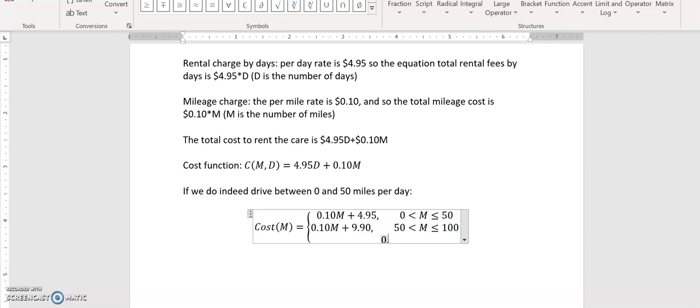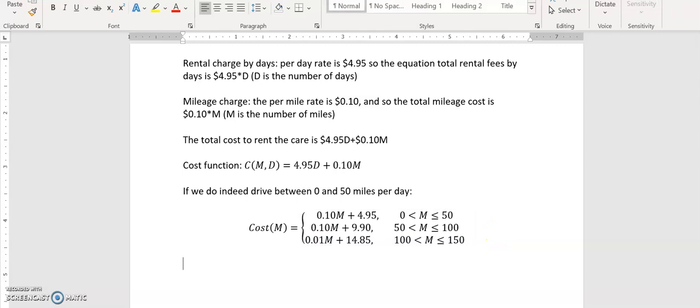And then for the third day, again, our mileage function stays the same, but now we're renting the car for 3 days, and if we multiply $4.95 by 3, then we get $14.85, and this will kick in after 100 miles, up to and including 150 miles.